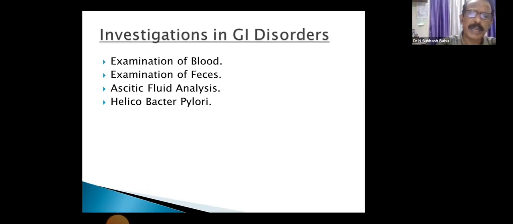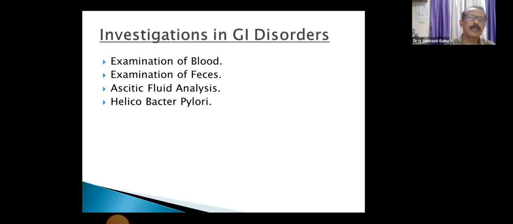Then ascitic fluid analysis. That is not so easy to do in an Ayurvedic clinical setup, but it can be done, and the analysis of the ascitic fluid will differentiate the etiology of the ascites, whether it is cryptogenic, malignancy, tuberculosis, or any other infections, that can be identified from the ascitic fluid analysis.